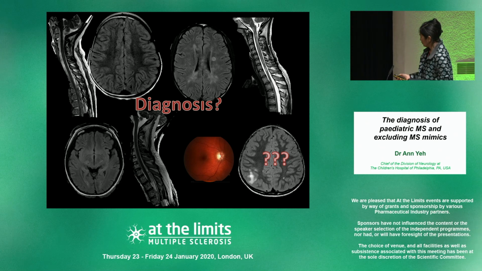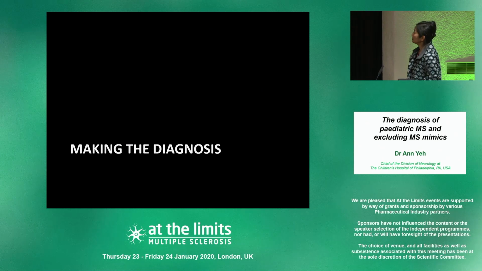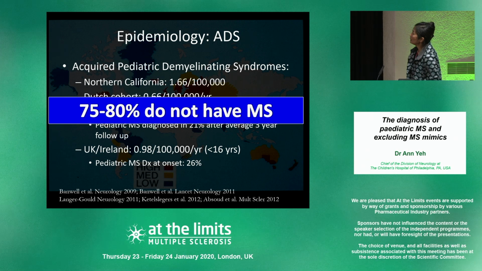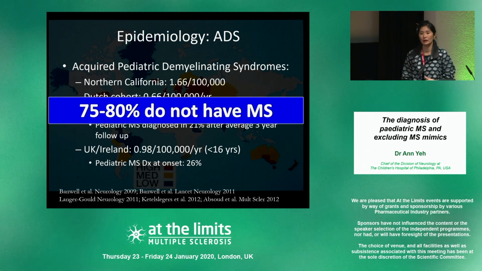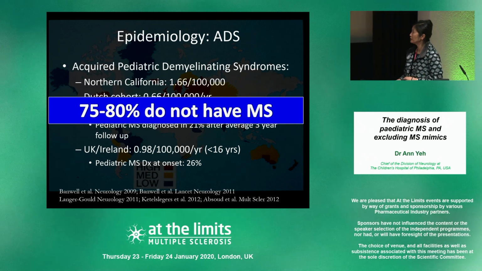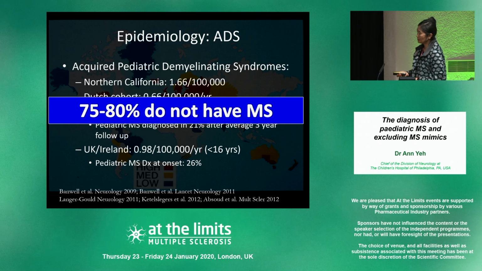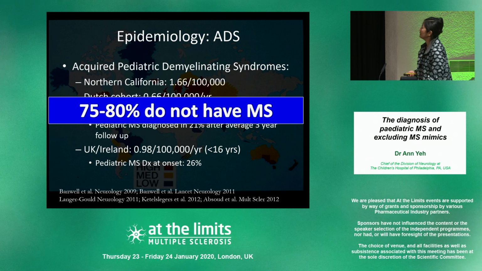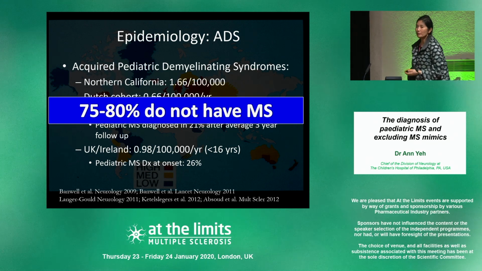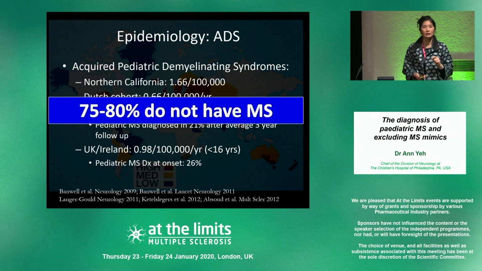Okay. So what will happen next? I'm going to take you through some diagnostic categories. Emmanuel mentioned the epidemiology, and there have been a number of studies in North America and in Europe that have suggested very similar numbers, about 1 per 100,000 per year. This is from the UK, from the US, from Germany, from Canada, and studies in the US. But notably, 70 to 80% of the kids that we take care of, the under 18s, do not have MS.